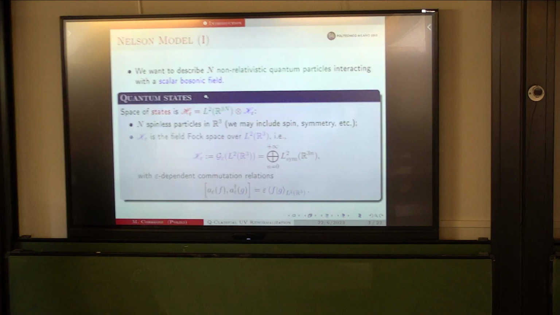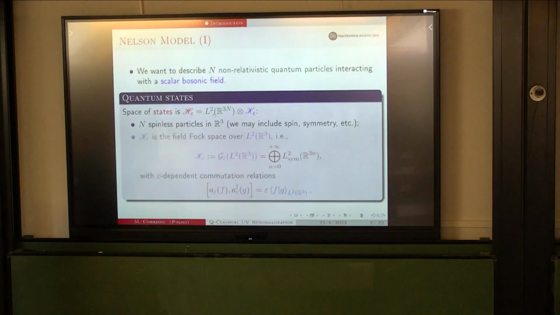At the level of quantum states, the space of states is the tensor product of L2 over R3n, that's for the particles. This capital N for me, and that's one of the main differences with the talk of Nikolai, is going to stay fixed. I'm not going to take N to infinity. The number of particles is given. And the field part is a Fock space, of course, over the one-excitation space, which in this case is L2 over R3. Now I'm using this notation, which I hope is useful. I'm using colors, the green color to describe the particle degrees of freedom, and the blue color to describe the field degrees of freedom, to distinguish between them.